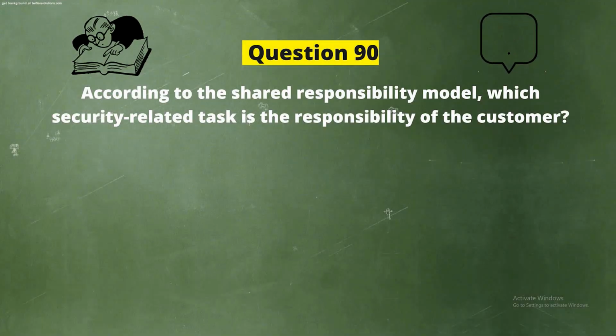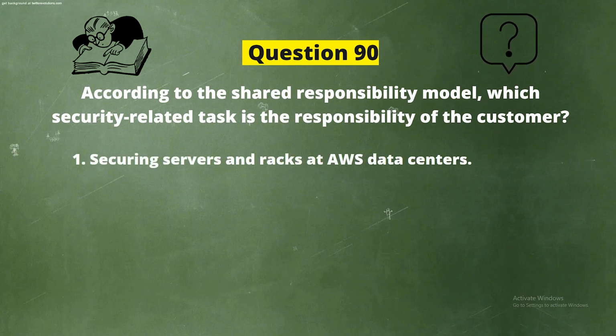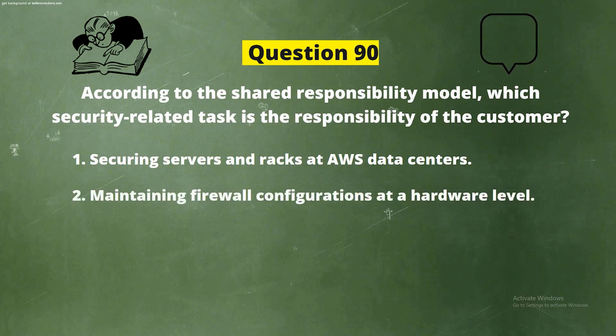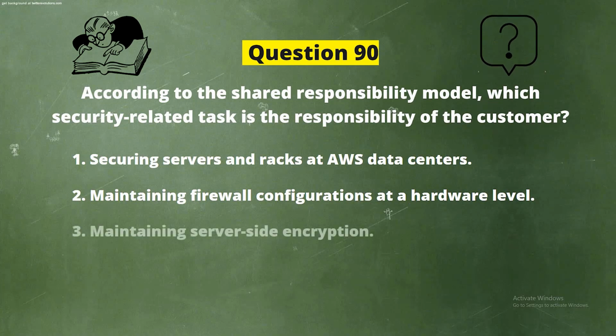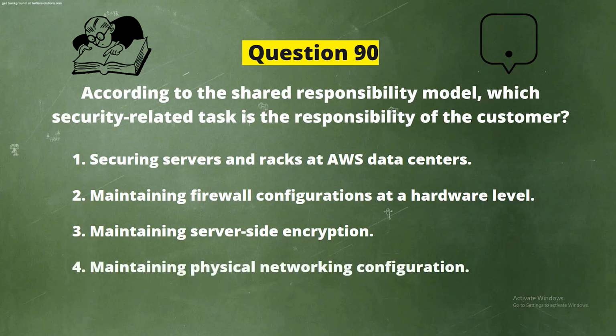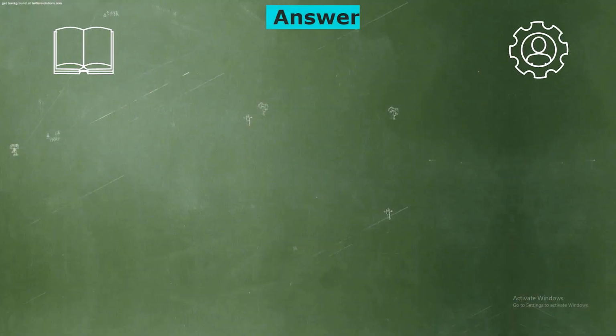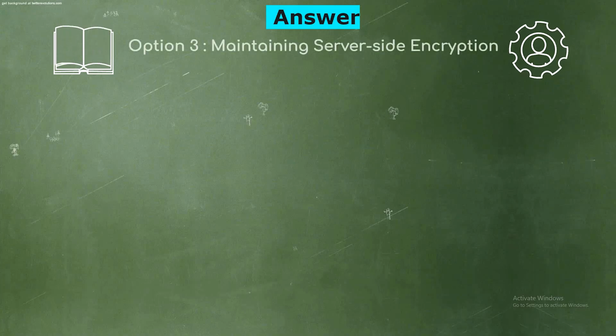Next question. According to the shared responsibility model, which security-related task is the responsibility of the customer? And the options are Option 1. Securing servers and racks at AWS data centers. Option 2. Maintaining firewall configurations at a hardware level. Option 3. Maintaining server-side encryption. Option 4. Maintaining physical networking configuration. And the correct answer is Option 3.